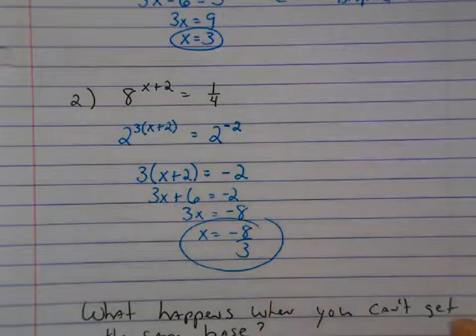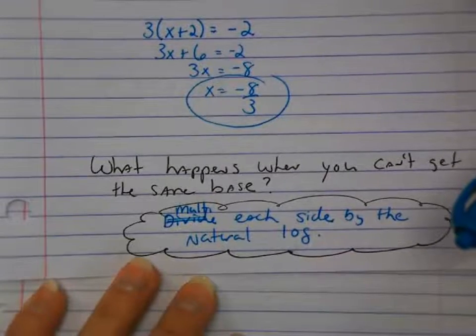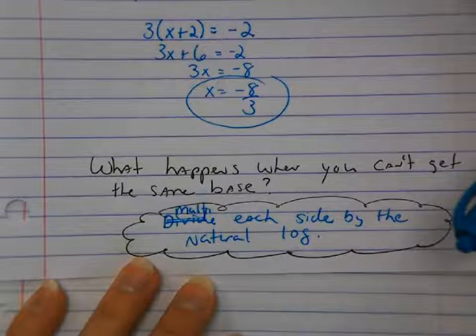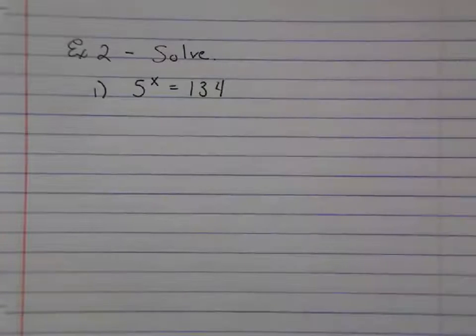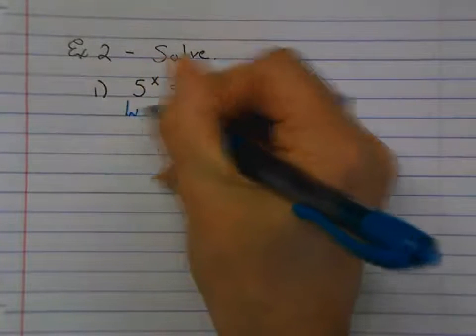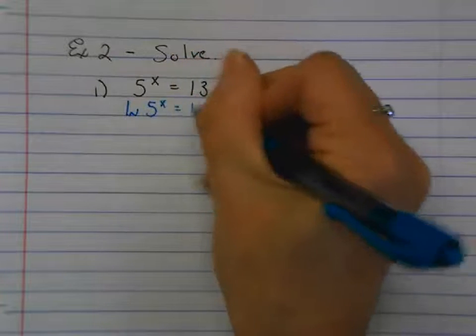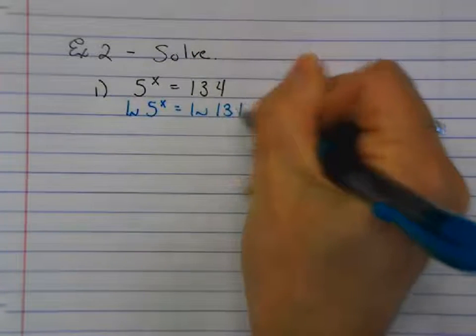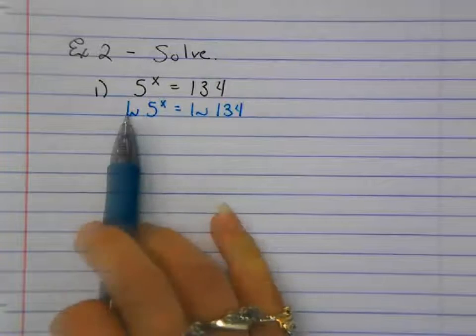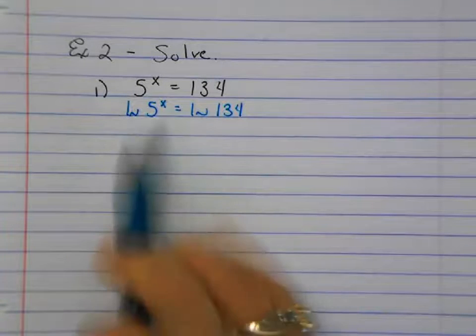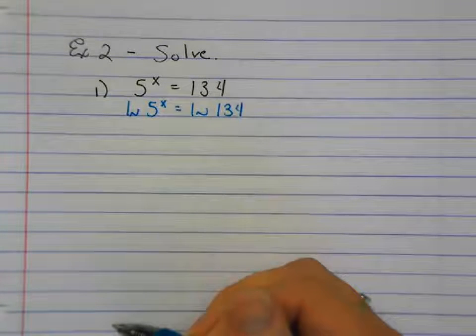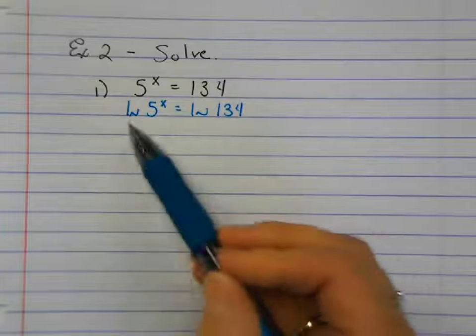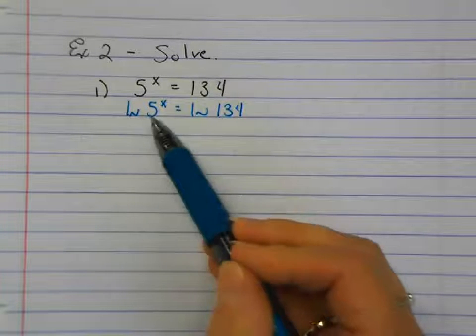If you could see what I just did. Alright, multiply each side by a natural log. So, I'm going to take the natural log of 5 to the x equals the natural log of 134. Now, I can do that because as long as I do the same thing to both sides of the equation, I haven't violated any laws of equations. So now I have natural log of 5 to the x power equals natural log of 134.